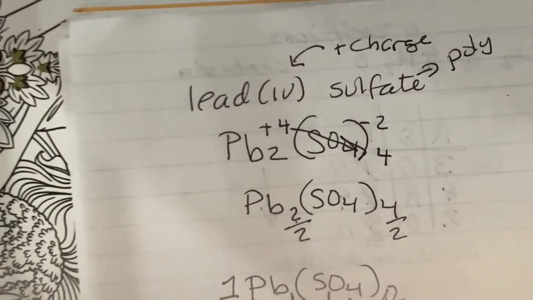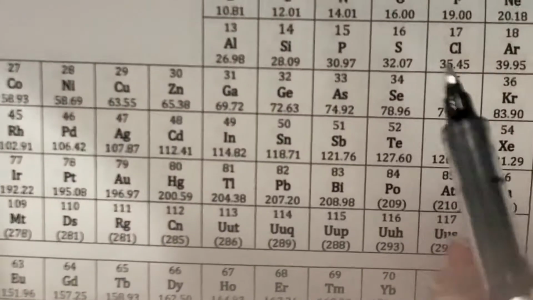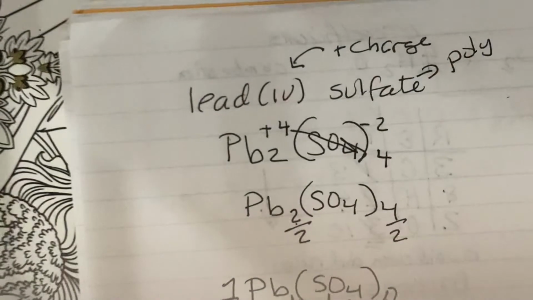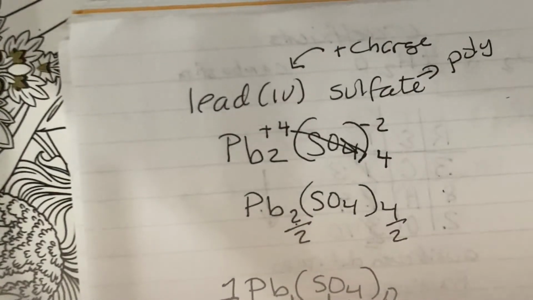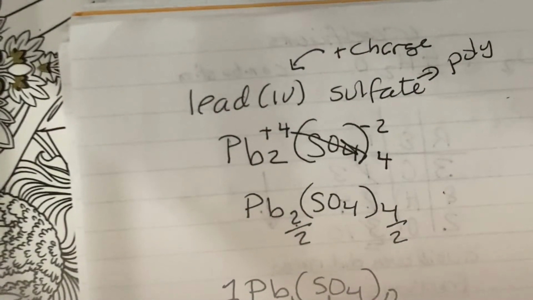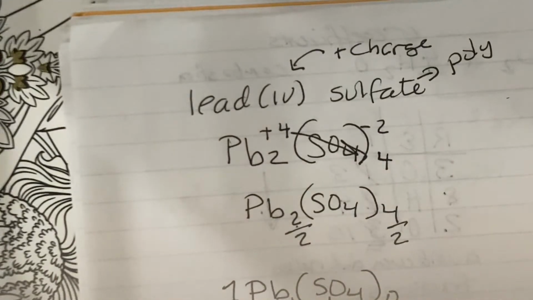1 times 207.20. 2 sulfurs, sulfur is 32.07. And 8 oxygens, and oxygen has a mass of 16.00. Okay, and now I just need to plug that all into my calculator. Oops. And make sure you plug it in correctly or you're going to get the wrong answer.